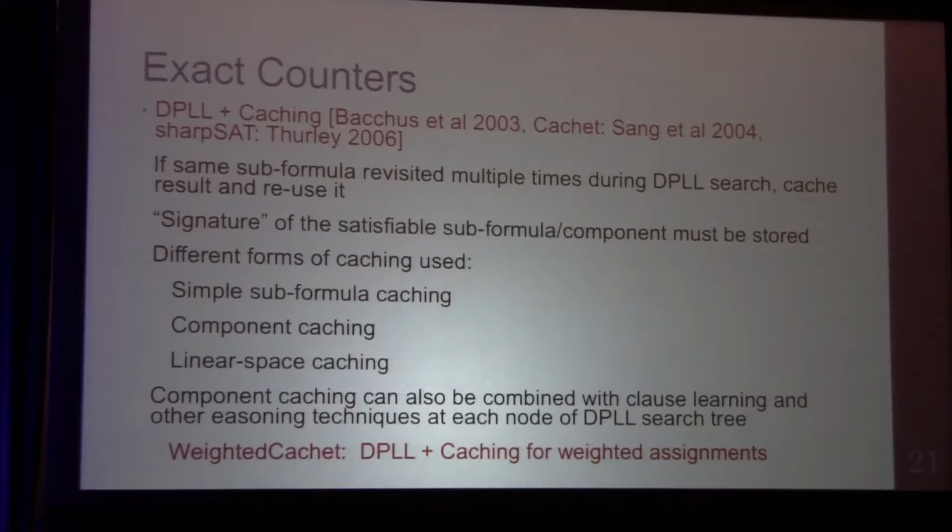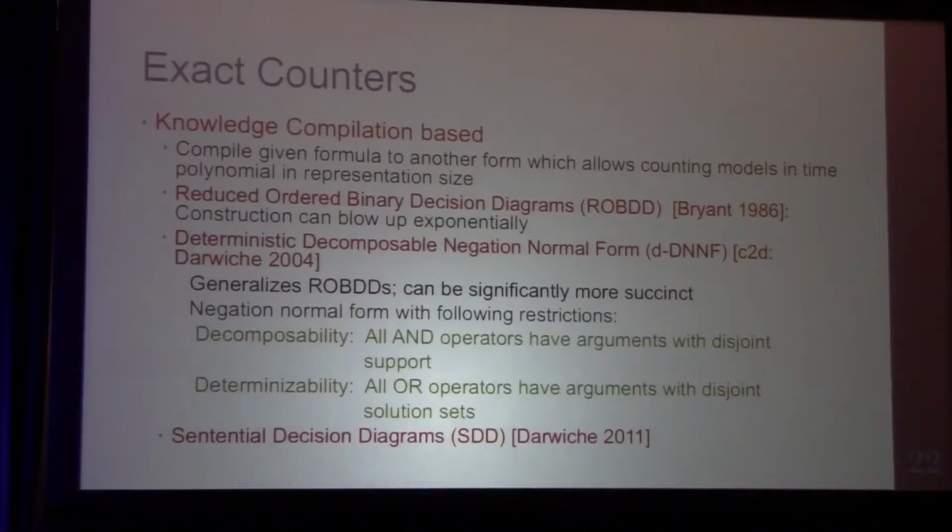And there is a class of tools which actually do exact counting using this thing. So it's a DPLL search based on finding components and then caching subformulas and caching components. And it starts getting more and more complicated. There is another line of work where what has been done is you take a formula and you compile it into another form such that it is easy to count the number of models from that new form.